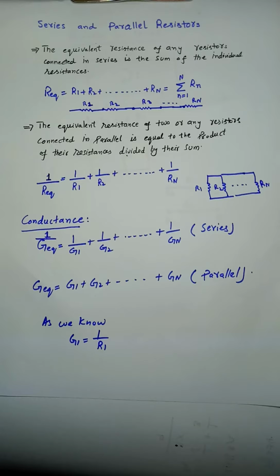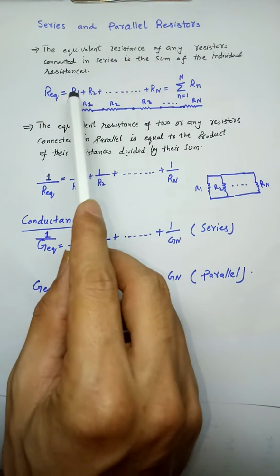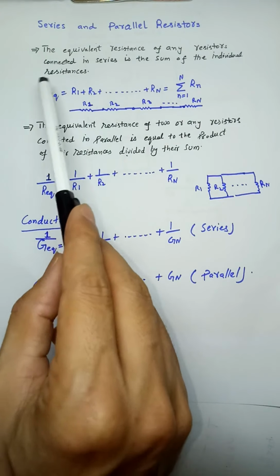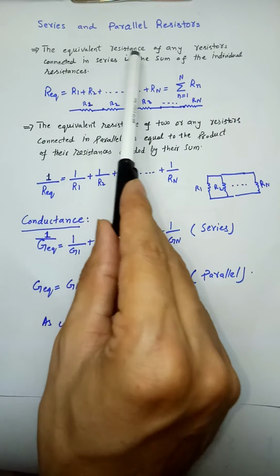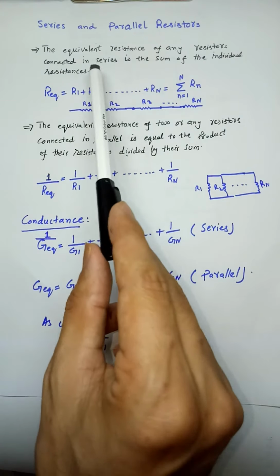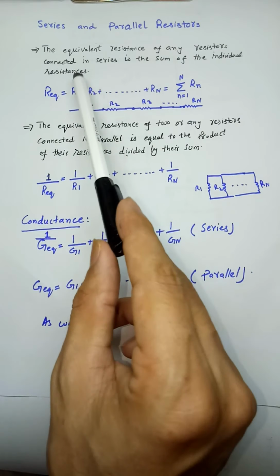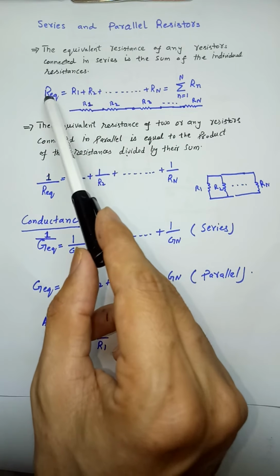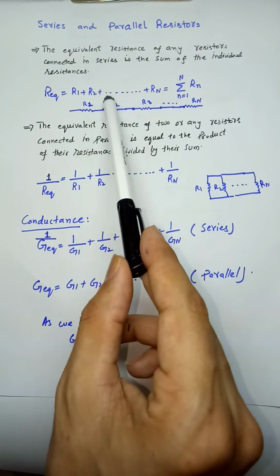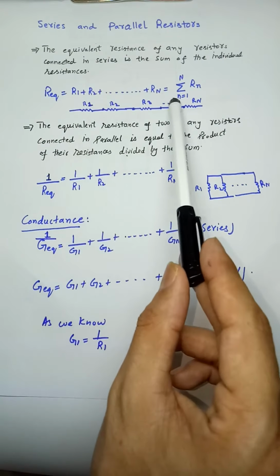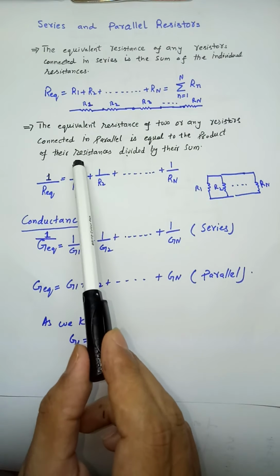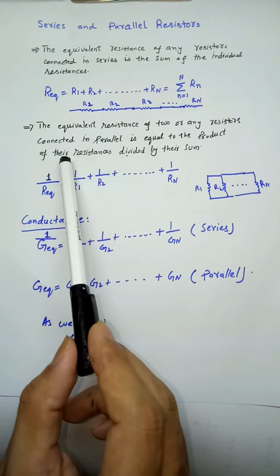not the same. If multiple resistors are connected in series, you can simply sum up and find the R equivalent resistance. So the equivalent resistance of any resistors connected in series is the sum of the individual resistances. If multiple resistors are connected in series, you sum up all the individual resistances, that is R1 plus R2 and so on.